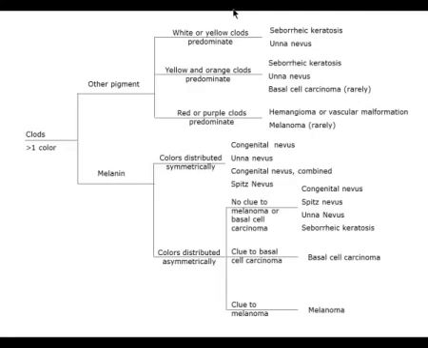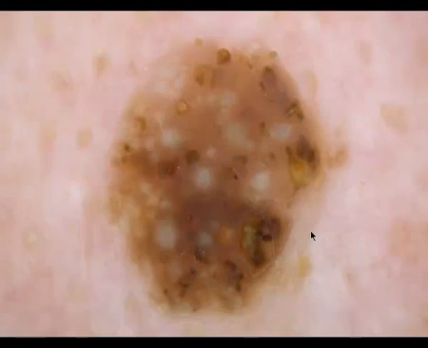If you have melanin predominating, now we are here in this part, you have to differentiate between lesions with symmetrically distributed colors. Then you usually have a nevus, including congenital nevus, combined congenital nevus, and Spitz nevus. If the colors are not symmetrically distributed, then you have to look for clues to basal cell carcinoma or melanoma. If there are no clues to malignancy, you have to deal with the diagnosis of seborrheic keratosis or nevus again. Now let's go for some examples.